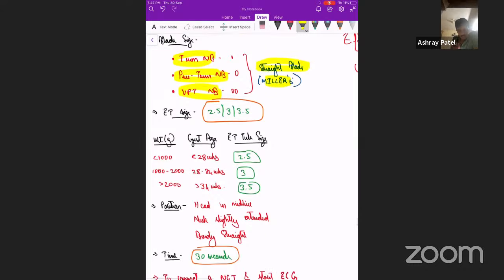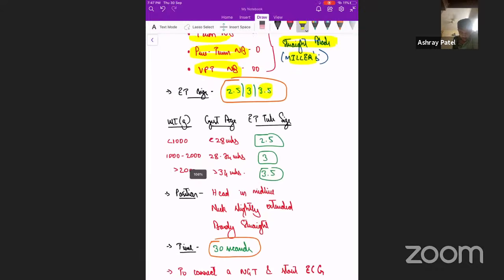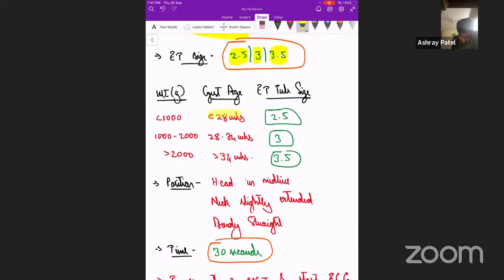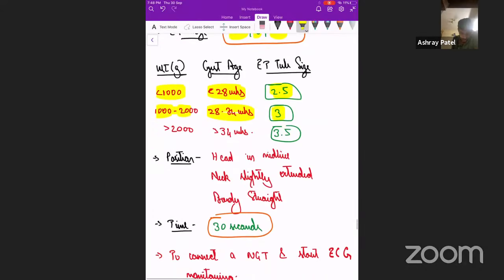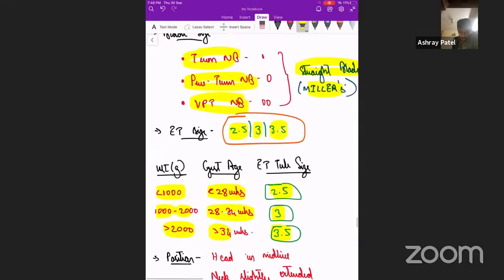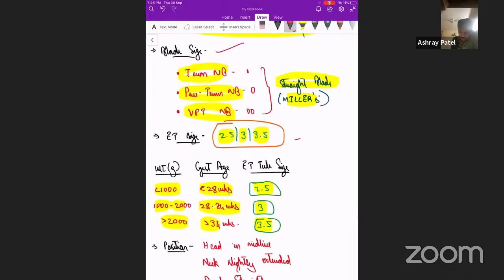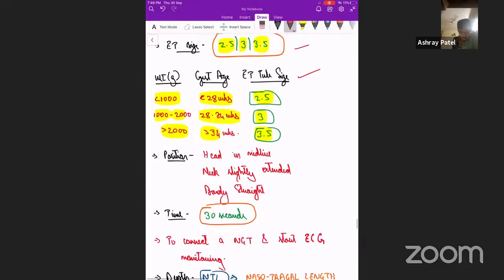Okay. Coming to the ET size, it is 2.5, 3 and 3.5 size. When do we use each of these? If the gestational age is less than 28 weeks and weight of the baby is less than 1000 grams, we use a 2.5 size ET tube. If the weight is between 1000 to 2000 grams and gestational age between 28 to 34 weeks, then we use a 3 size ET tube. And if the baby is more than 2000 grams and more than 34 weeks, we go ahead and use a 3.5 size ET tube. So these two make up important MCQs. Okay, fine. Please do remember.